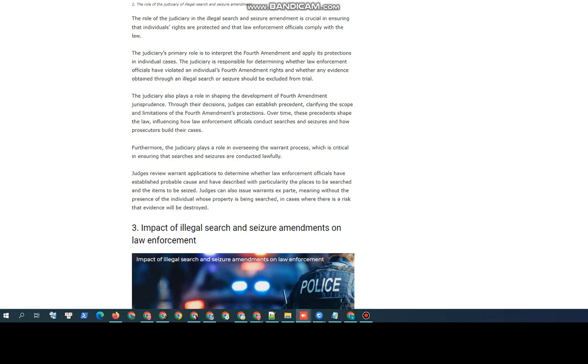3. Impact of illegal search and seizure amendments on law enforcement. The impact of illegal search and seizure amendments on law enforcement is significant as it sets limits on the government's ability to investigate and prosecute crimes. The Fourth Amendment requires that law enforcement officers have probable cause and a warrant before conducting a search or seizure, which can limit the scope and frequency of searches conducted by law enforcement agencies.